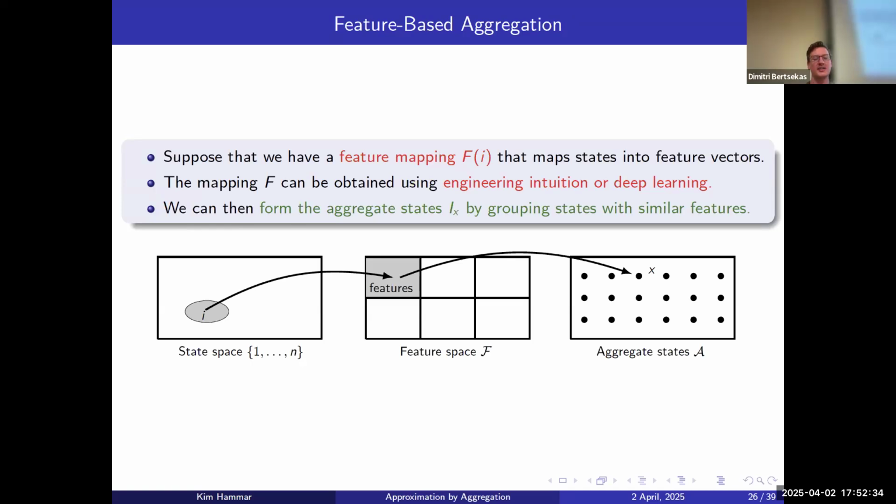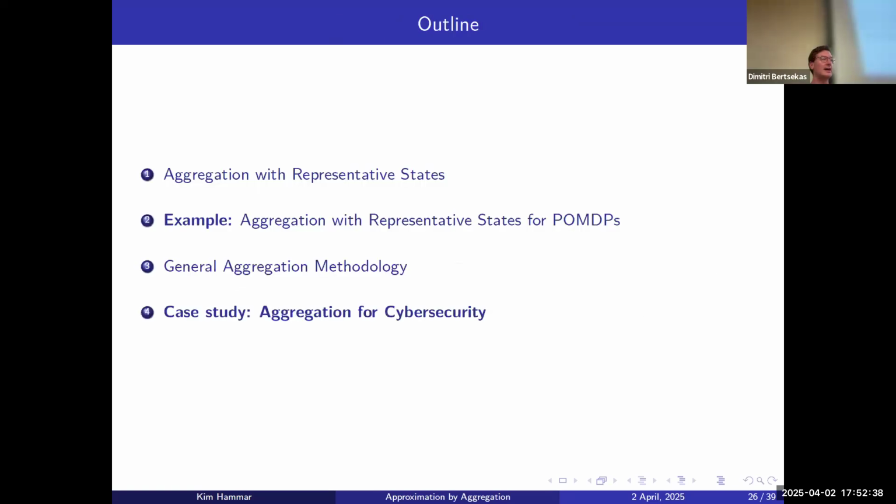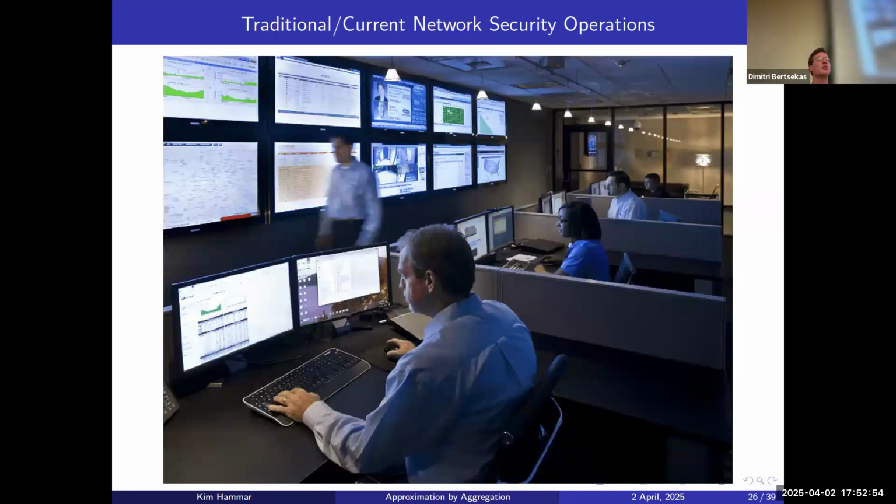Okay, so that concludes a brief coverage of general aggregation, and there's more details about it in the course book. But now we will shift gears a bit and see how we can apply general aggregation in the context of cybersecurity.